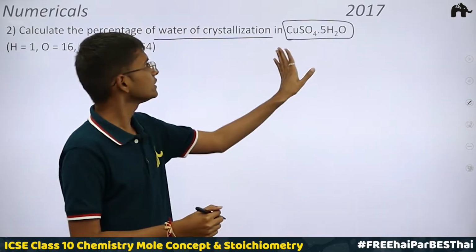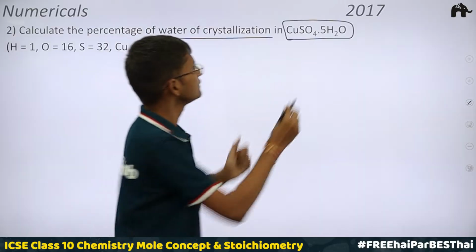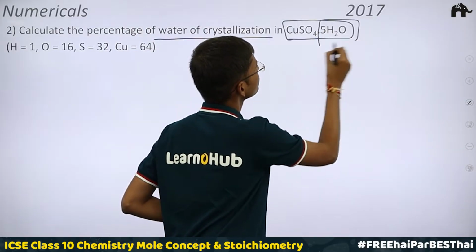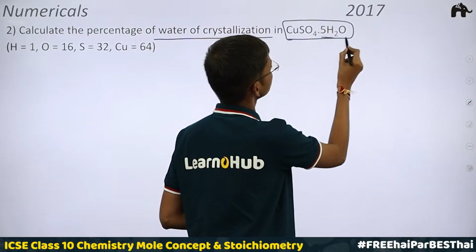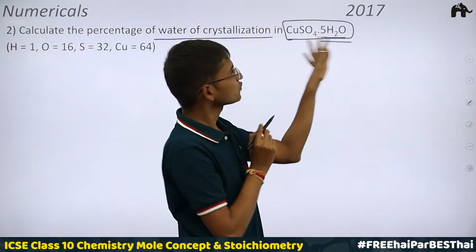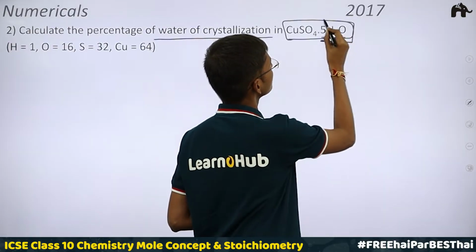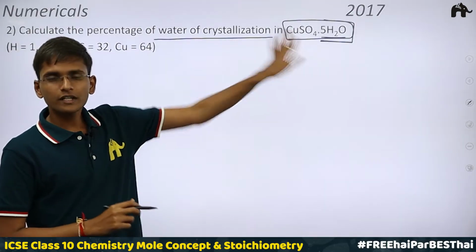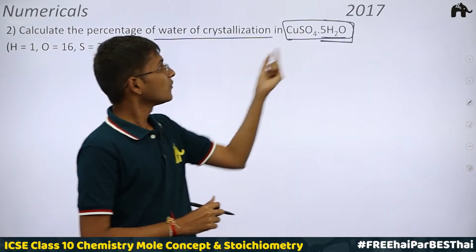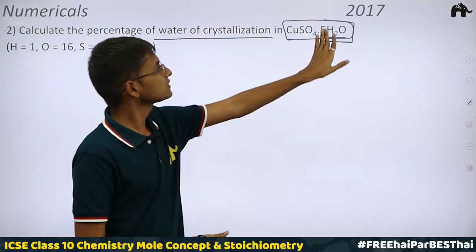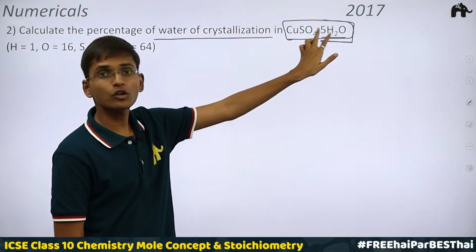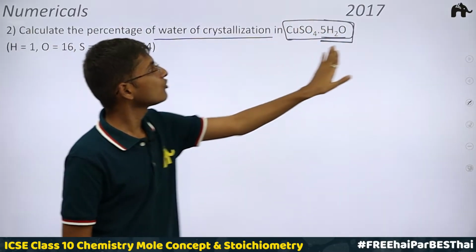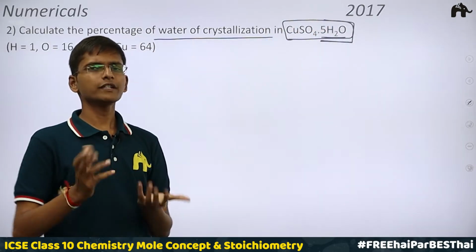Water of crystallization. See, here you can see CuSO4.5H2O. These 5 water molecules after this dot are the water of crystallization. Very clear? So what they are asking us is to find the percentage of these 5 water molecules in this entire compound. How can we find it out?